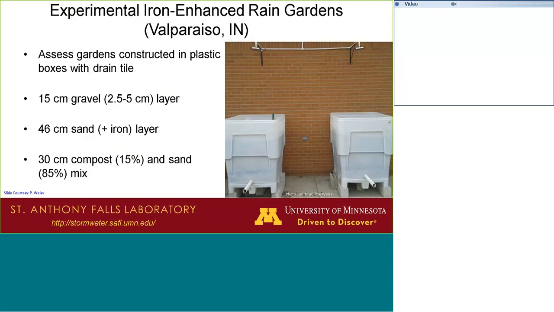There has been some testing of this concept. This was actually experiments that were done at Valparaiso University in Indiana. These are rectangular mesocosms that were rained on with phosphorus-laden water. It was a layer of 15 centimeters of gravel on the bottom, about 46 centimeters of sand in one, and a sand-iron mix in the other. And then on top of that, a 30 centimeter layer of compost sand mix.